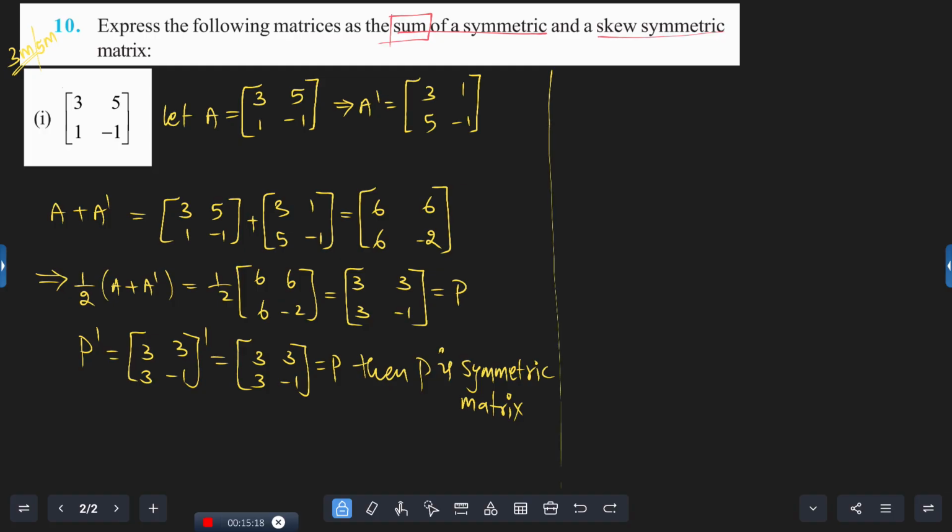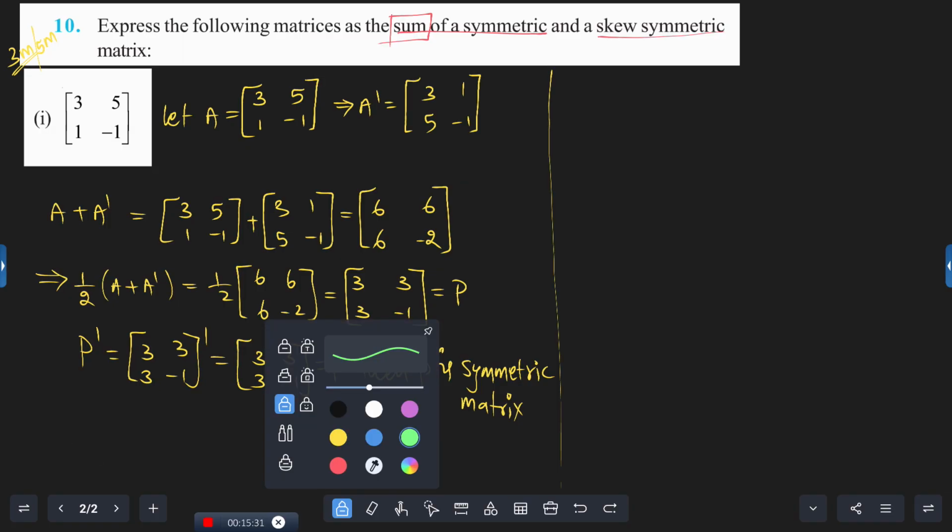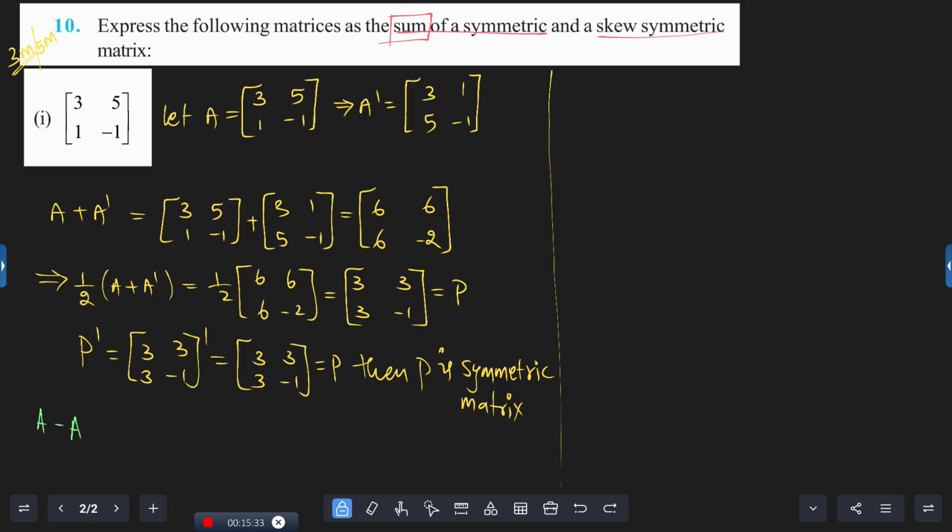In the same manner, what do we have to find? Even A minus A dash. For Q, we have to find it too, because we have to add both and bring the question. That is what they said, right? So you should find even A minus A dash. A value we have here, and A dash value we have here, both we have to subtract. So 3, 5, 1, minus 1, minus A dash value, what? 3, 1, 5, minus 1.